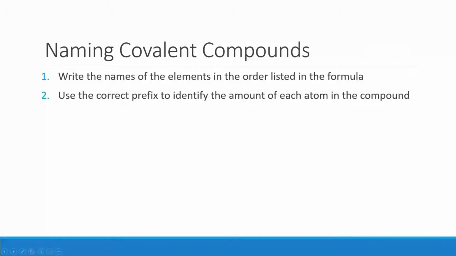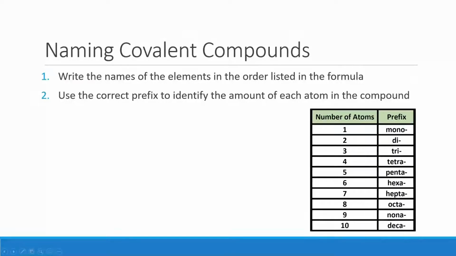Next up, in order to identify the amount of each atom in the compound, you're going to use what's known as a prefix. And the prefixes are listed on this table right here. So when you have one atom of a specific element, the prefix will be mono. When you have 2 atoms of a specific element, the prefix will be di. When you have 3 atoms of a specific element, it will be tri, so on and so forth. So whatever number you see in the subscript position, you will copy that prefix down.